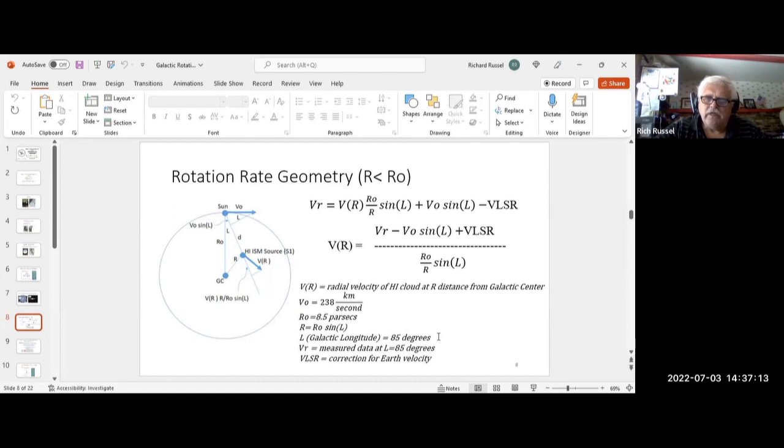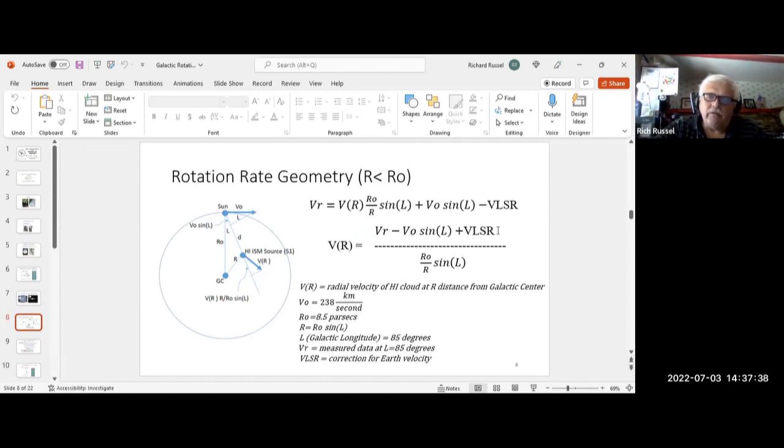And any questions on this whole thing? It's a little much, but it sort of explains where we're going with all this. So realize what we are measuring, this number here, VR. Everything else is a given. V naught's a given at 238 kilometers per second, and VLSR is going to be a given based on when you took the data.